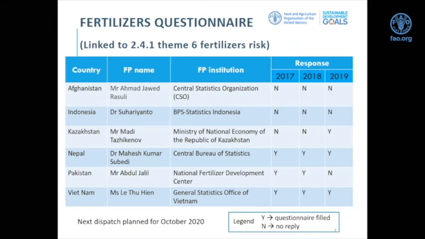This is the situation for the fertilizer questionnaires. The fertilizers are linked to the 241 with the team number 6, sub-indicator management of fertilizers. Here we have a couple of countries that didn't send any data in the last 3 years. In this case, they are Afghanistan and Indonesia.